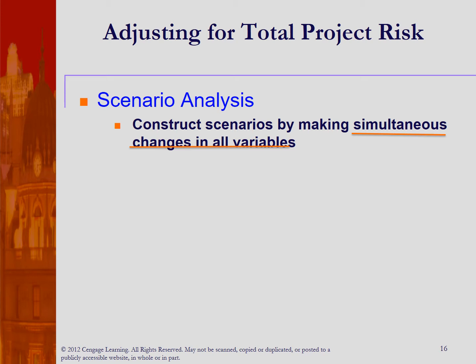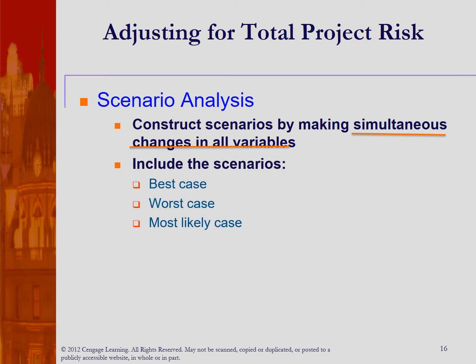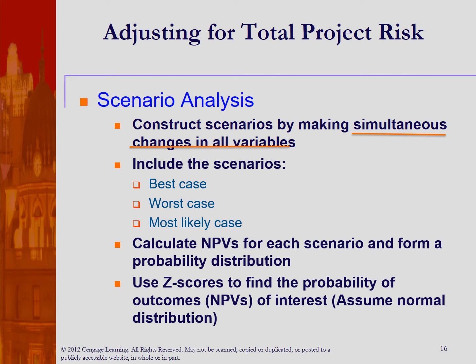For example, we may consider 3 different scenarios for a project, which are the best case scenario, the worst case scenario, and the most likely case scenario, with the net present value from each scenario and the probability associated with each scenario. We will be able to calculate the expected net present value and the standard deviation for the project using the technique introduced in Chapter 8.